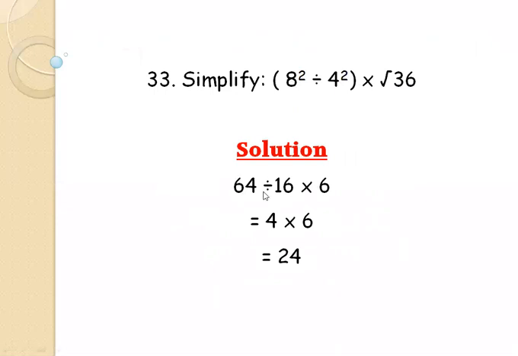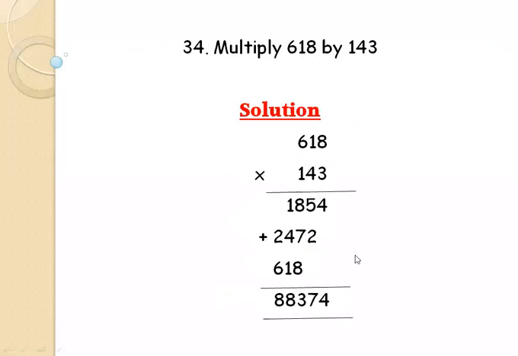So I have 64 divided by 16 multiplied by 6. 64 divided by 16. We're going to do the division first because in BODMAS, division comes before multiplication. 64 divided by 16 is 4. 4 times 6 is 24. So this is your answer, 24. Is that taken? Good.